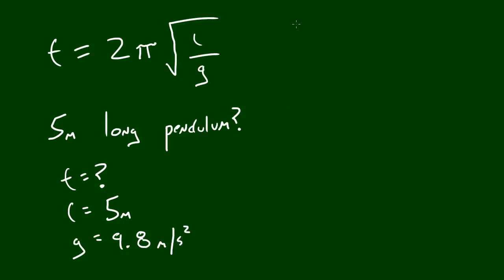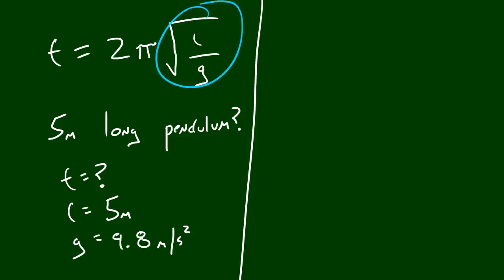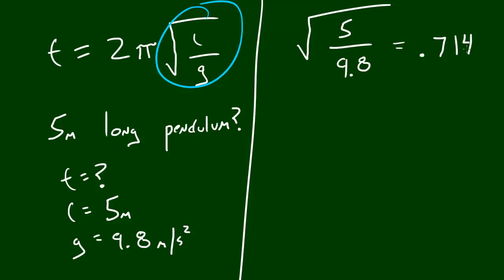So if we want to go ahead and calculate this, what would you do? Well, really the only thing we need to figure out right now is this right here, L and G. So the square root of L, which is 5, and G, which is 9.8, first you do 5 over 9.8, and then you take the square root of that, and you find that this is equal to 0.714. So that's what this is in the blue circle.